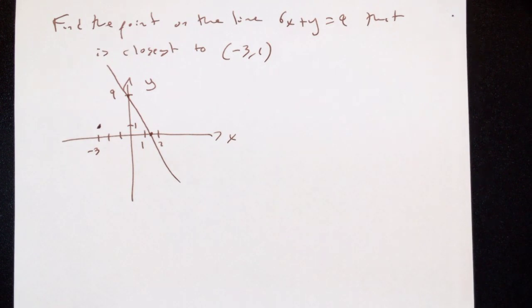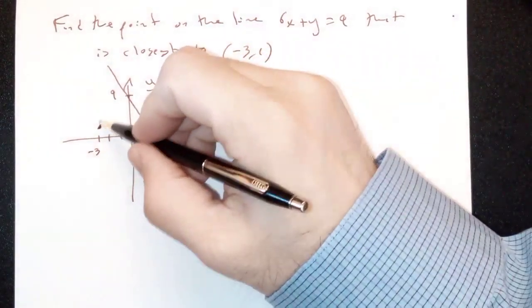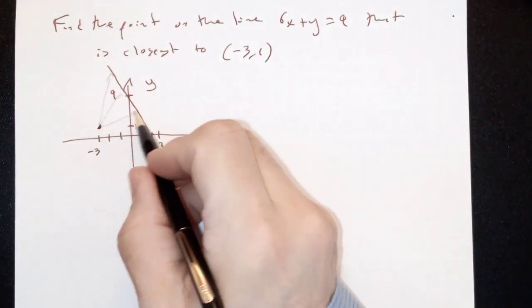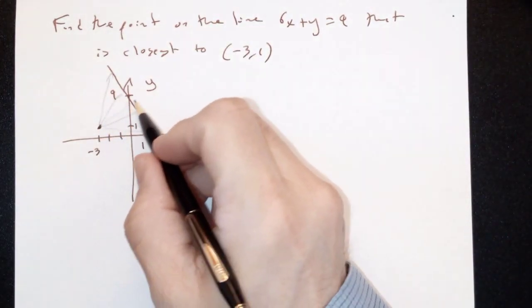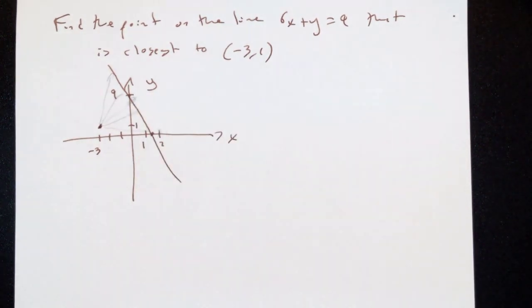Imagine you are standing at the point -3, 1, pointing at the line, right? Trace your finger across that line. At some point, you're as close to the line as you can be, right? I don't know where that is. Somewhere there's a point where I'm as close as I can get. How do I measure distance?